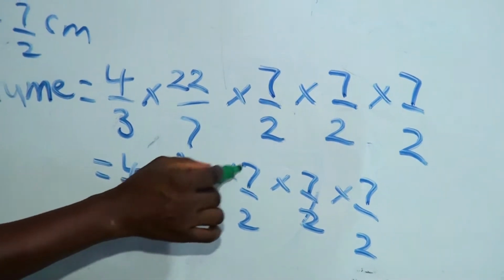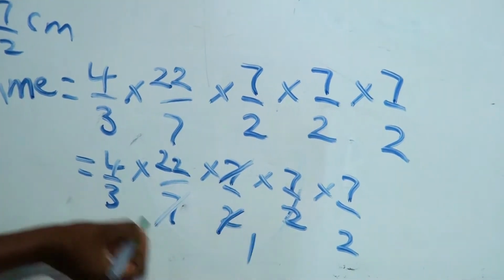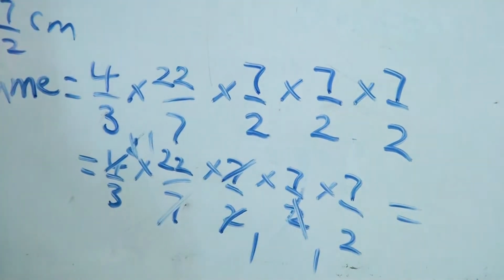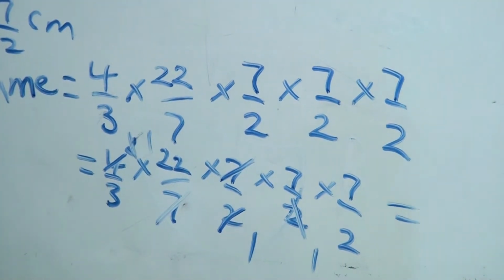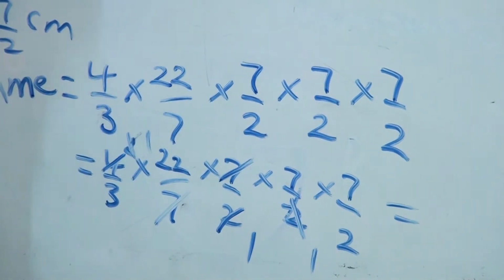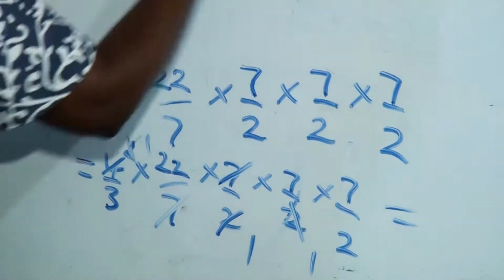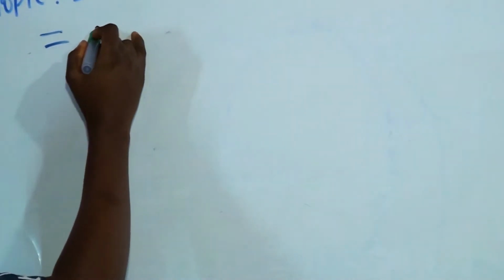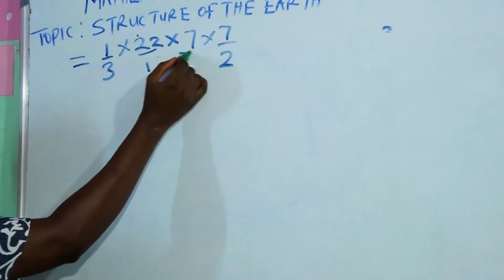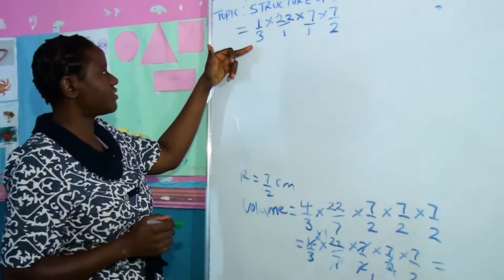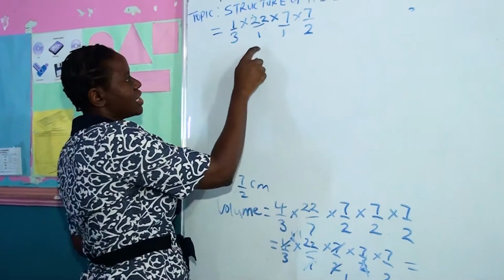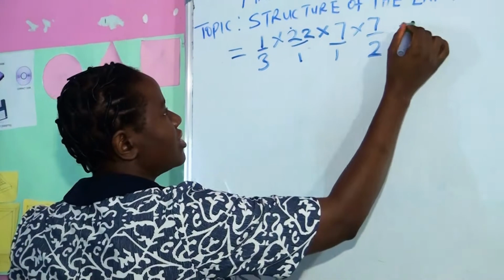All right, 7 crosses out 7. 2 into 4 is 2, and 2 into 2 is 1. So we are left with 1 over 3 times 22 over 1 times 7 over 1 times 7 over 2. So 3 times 1 is 3, 3 times 2 is 6, so this is over 6.